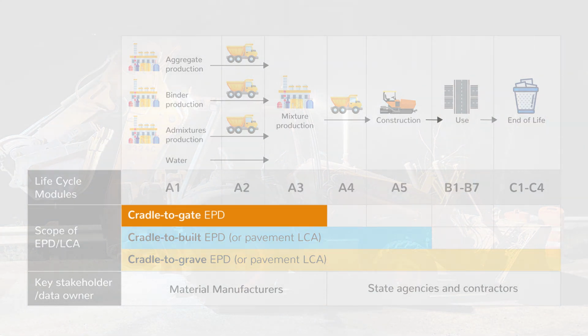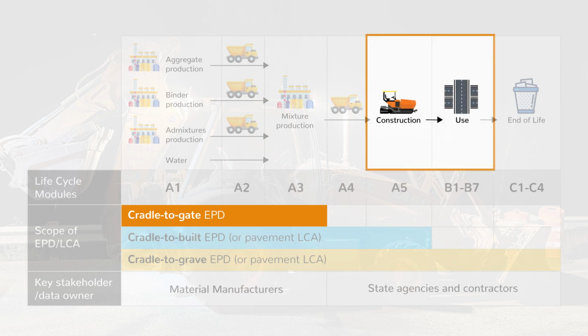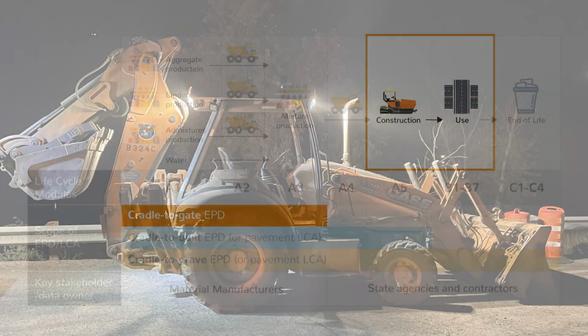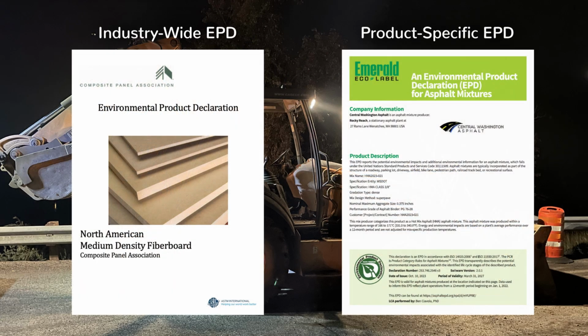This is the product stage of an LCA, which includes transport and building material manufacturing. However, EPD scopes can vary, as some account for the construction or even use phases of a material's lifespan. EPDs can follow one of two formats in what they represent.